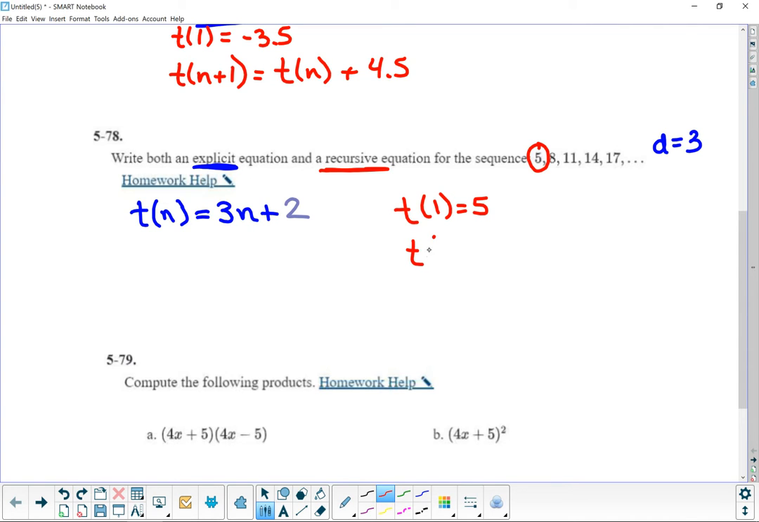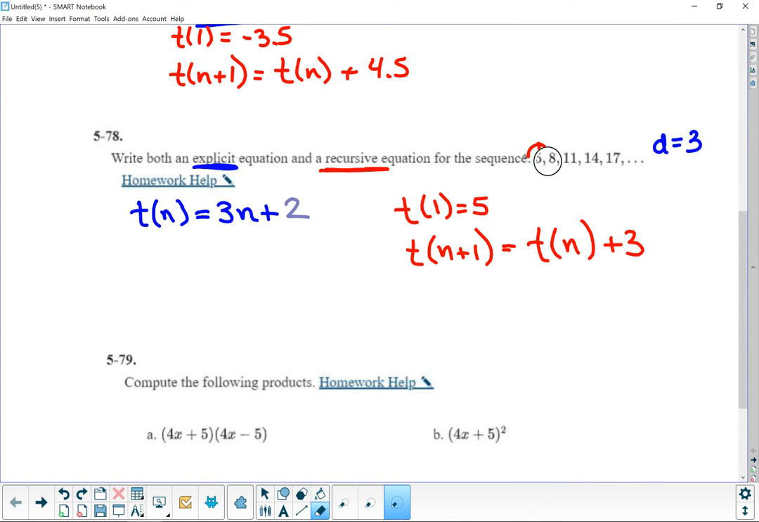So we'll say T of n plus 1, meaning one more, is going to be our previous term. So the previous term from n plus 1 is going to be T of n, and then you're going to add 3 to it, because that's what's happening. Okay, and that's our recursive, and we can check it out again if we want.